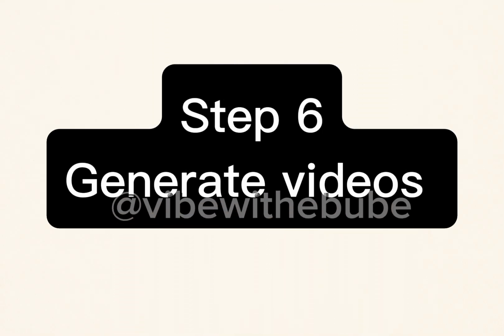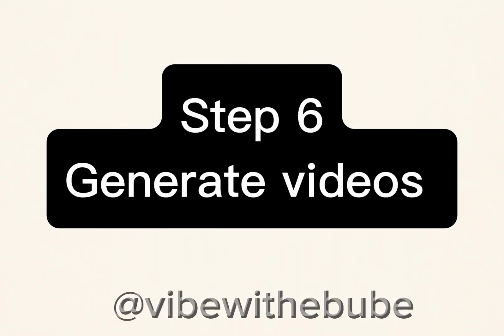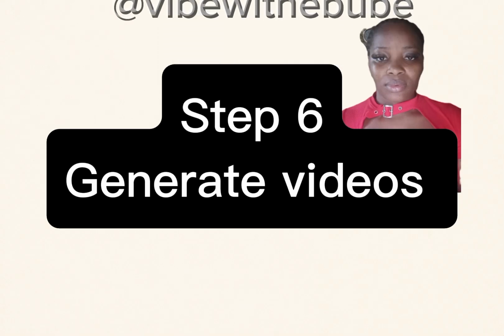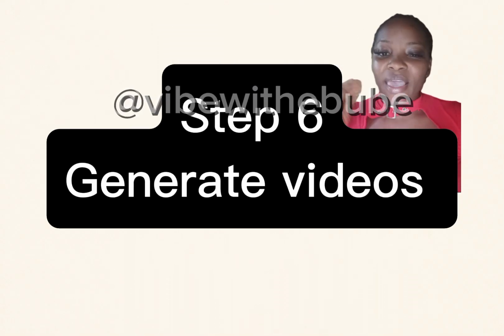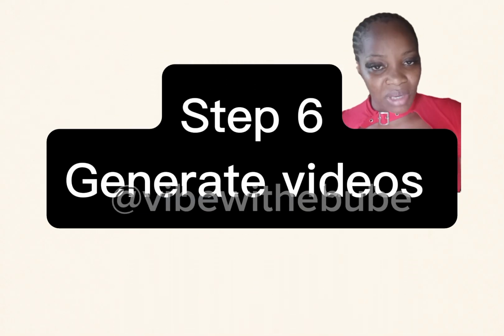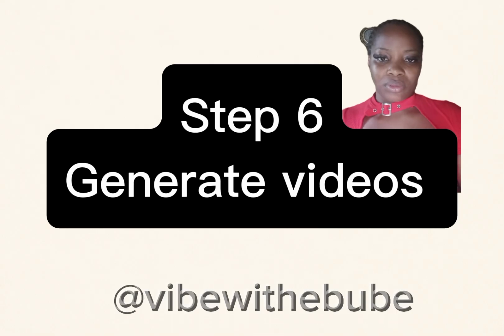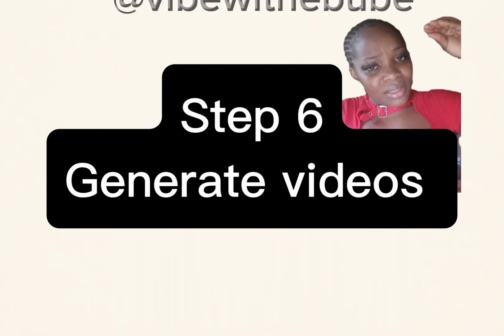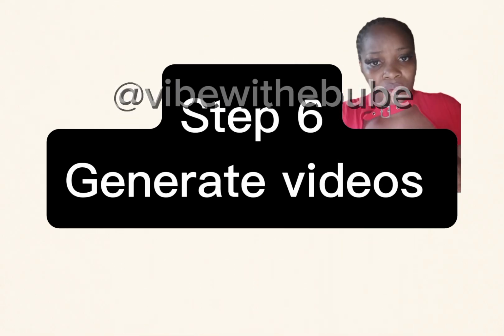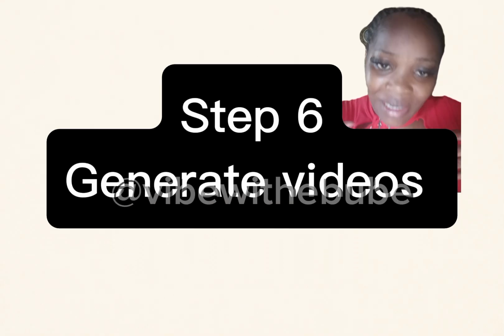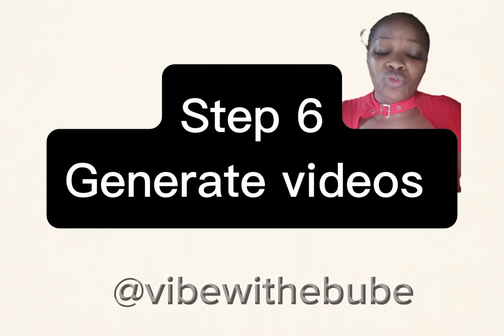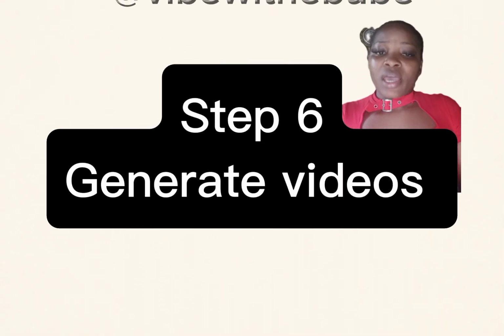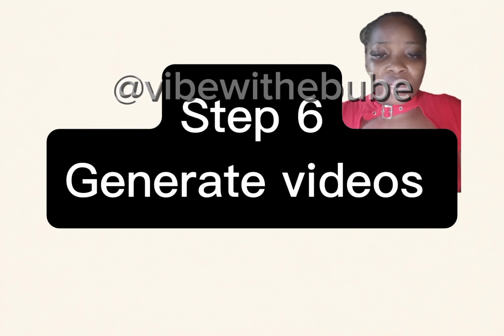Now under step 6 is for us to start animating our video according to our script. All you have to do is go over to your scene 1 script, copy it, bring in your scene 1 breakdown image and paste it. If you need a full tutorial on how you can go about that, check my previous post on my page. It's there. Go there and learn.